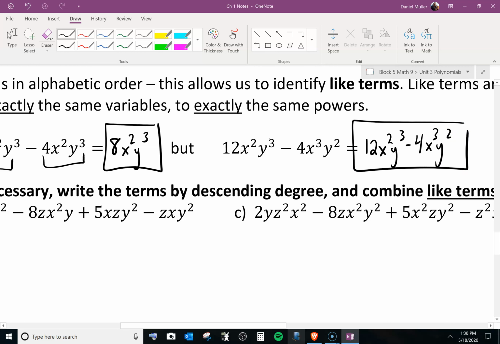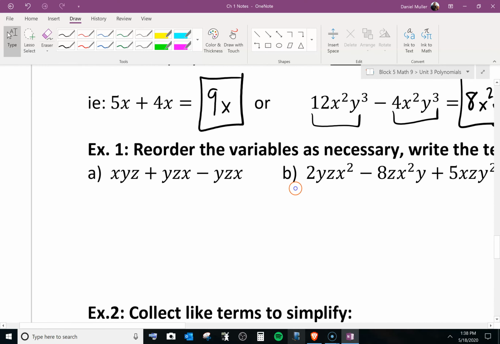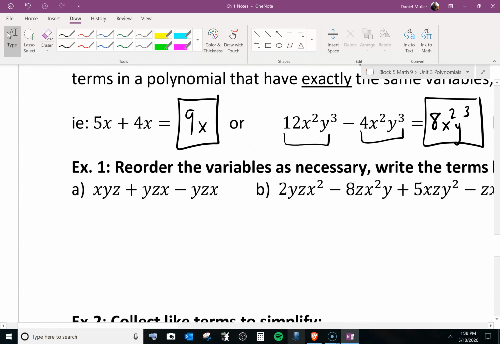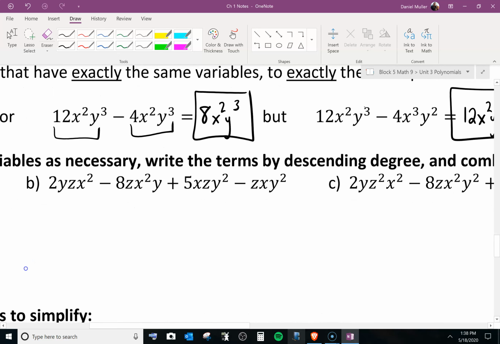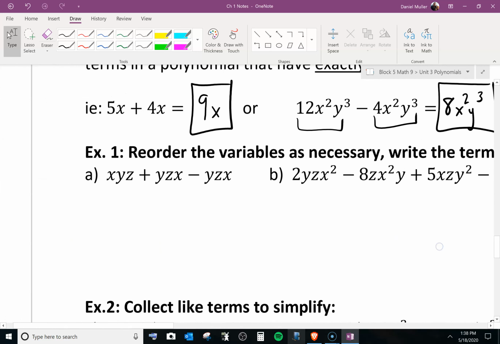And so we're going to be trying to find which terms are alike, and then we can add the ones that are alike or subtract the ones that are alike. And anything that's not alike, well, we just leave it separated. So let's take a look at the first one here. It says reorder the variables and then write them in descending order and combine like terms. So this is an x, y, z. That's perfect. That's already alphabetical.